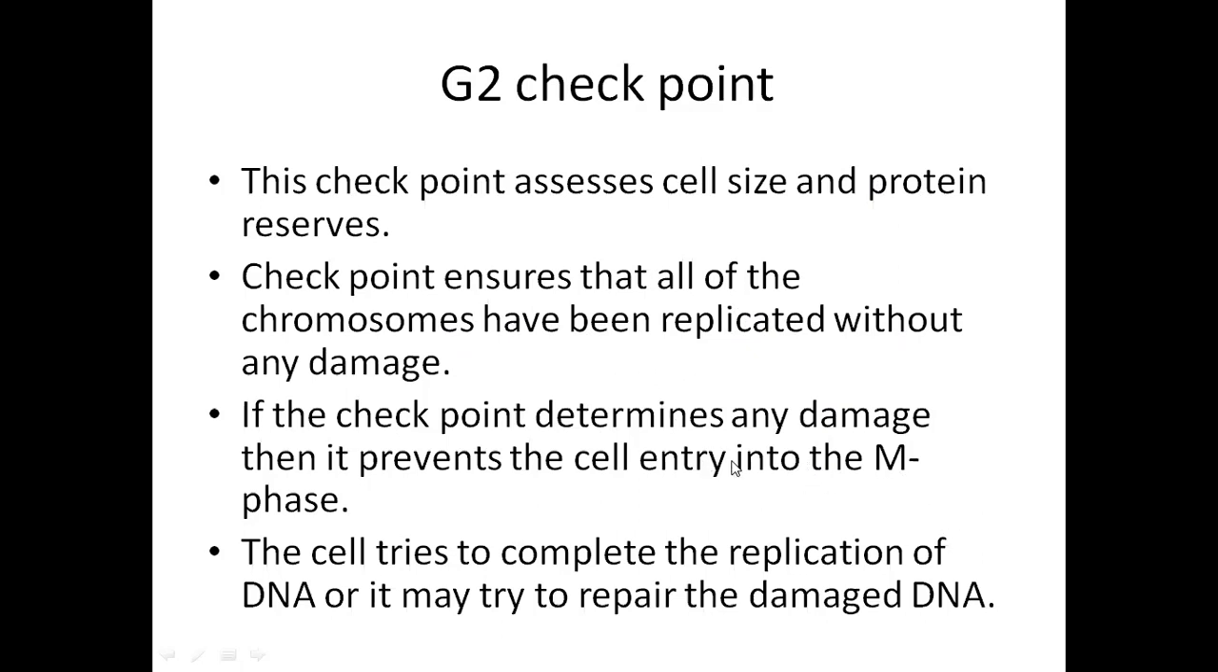Once it prevents the cell from entering into the M phase, the cell may try to complete the replication process if it is incomplete, or if the DNA is damaged, the cell may try to repair the damaged DNA. Once this is completed, the G2 checkpoint allows the cell into the M phase. Without this, the cell will not be allowed into the M phase.